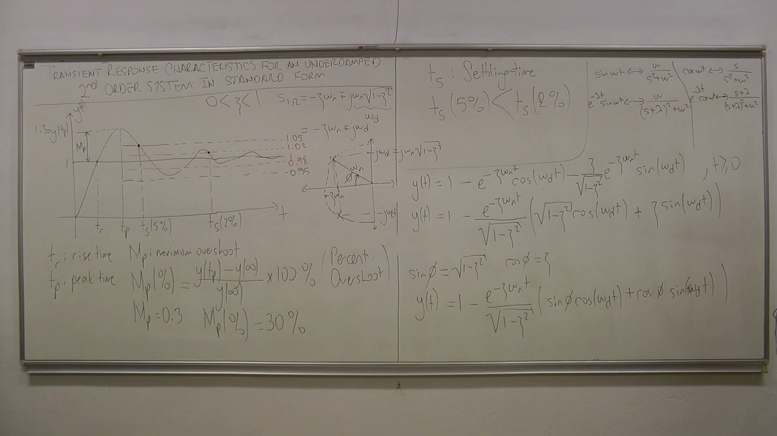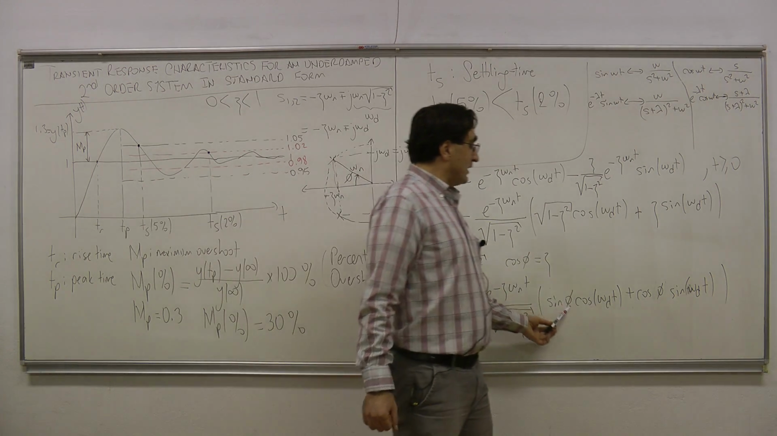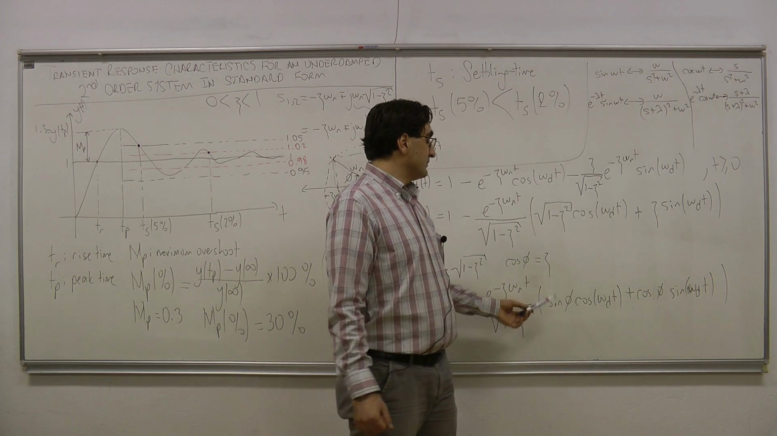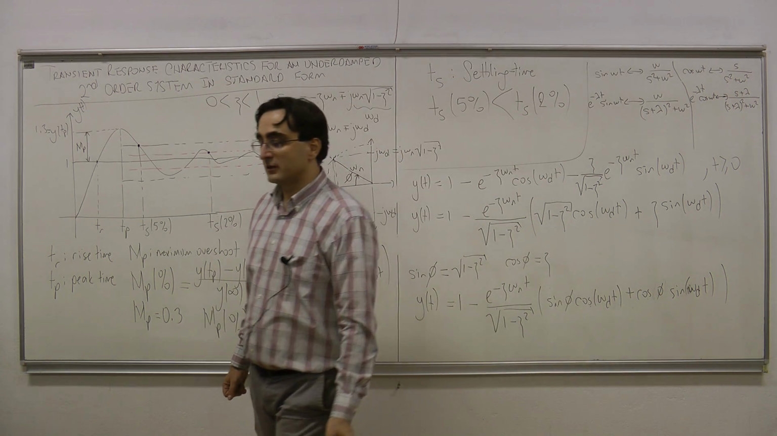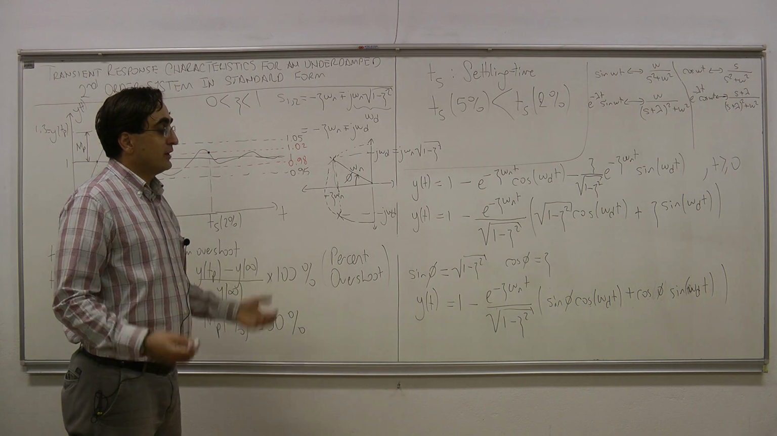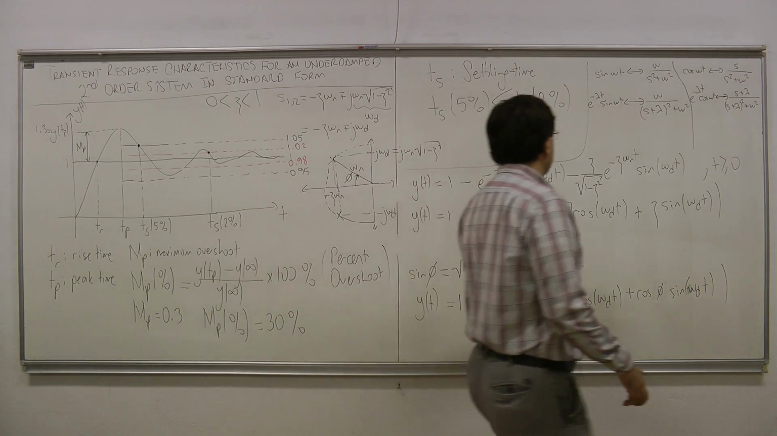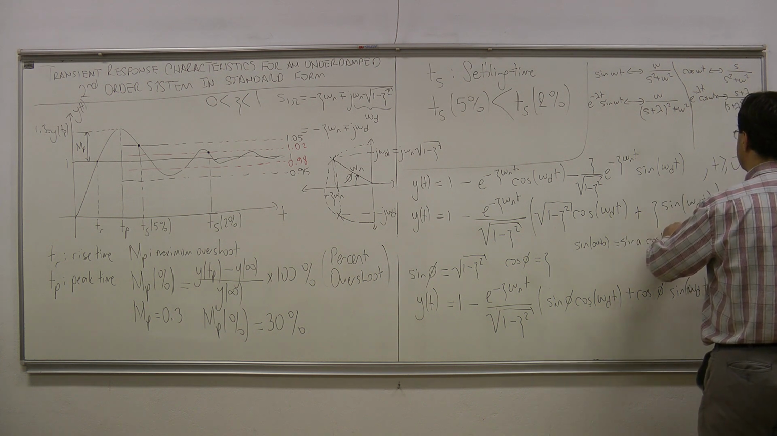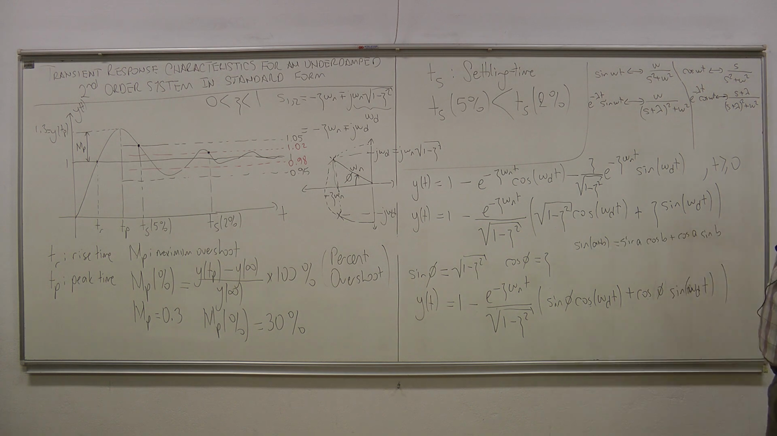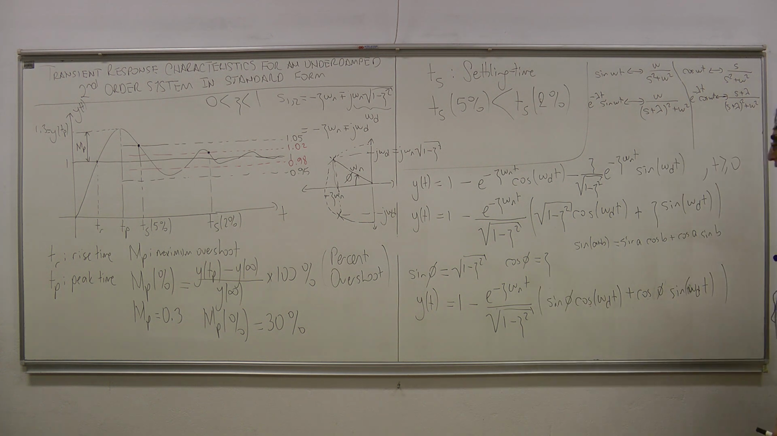So now this formula might look familiar to you. I hope it does. I have two angles, phi and omega d t here, and sine of the first angle times the cosine of the second angle, plus cosine of the first angle times the sine of the second angle. This is the formula for the sine of the sum of two angles. Sine of A plus B is sine A cosine B plus cosine A sine B. So this is nothing but a single sine function, the sine of omega d t plus phi, or sine of phi plus omega d t. It's the same thing.